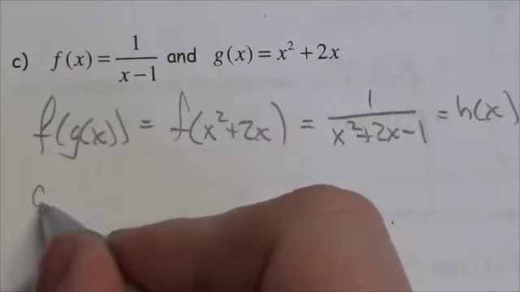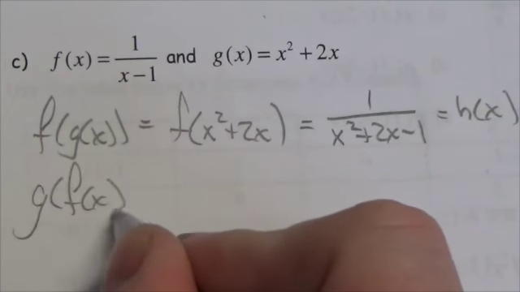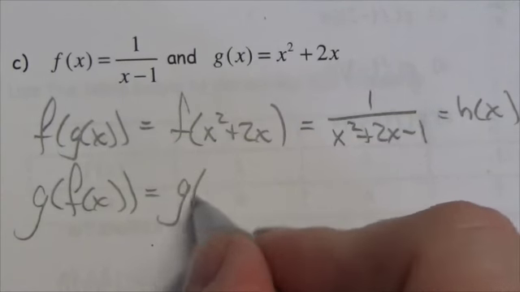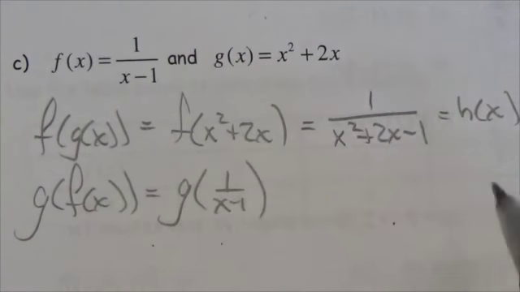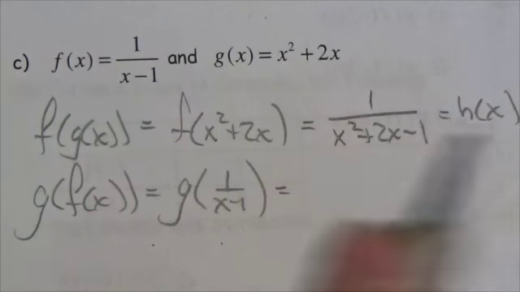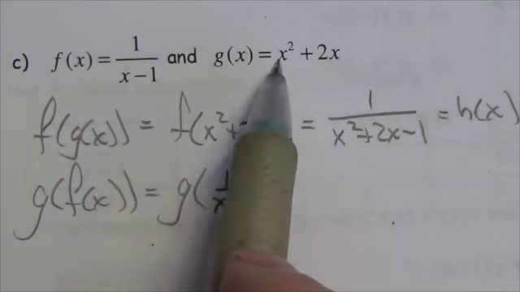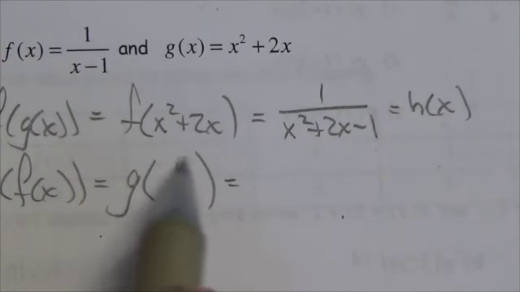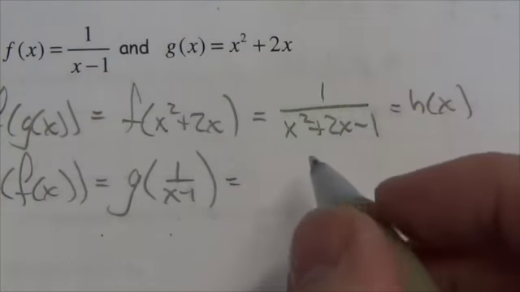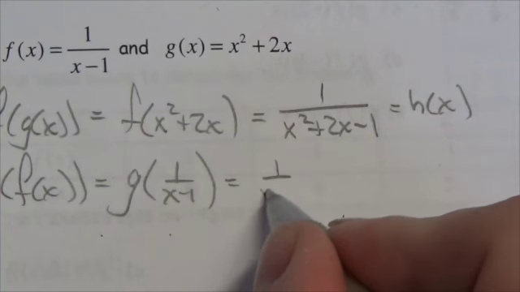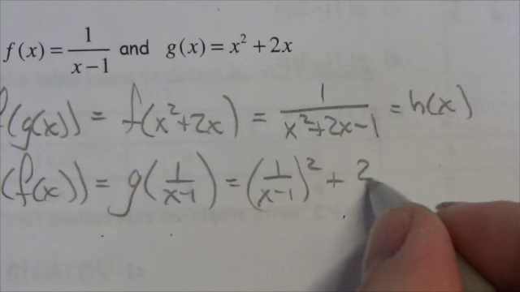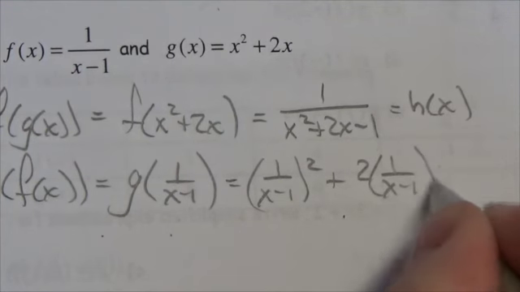Now let's change order. G of f of x. Well, f of x is 1 over x minus 1. Now what does g do? Well, g squares its independent variable and then adds 2 times the independent variable. Now in this case, we've got this expression for that independent variable. So this is going to be 1 over x minus 1 squared plus 2 times 1 over x minus 1.